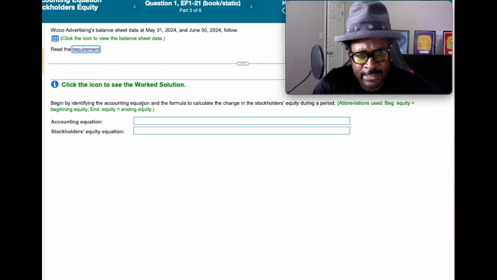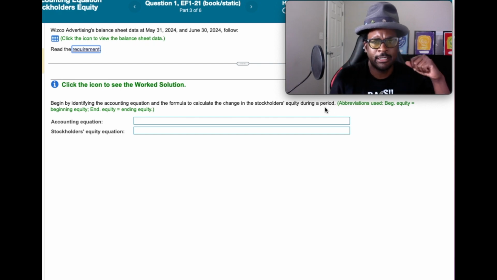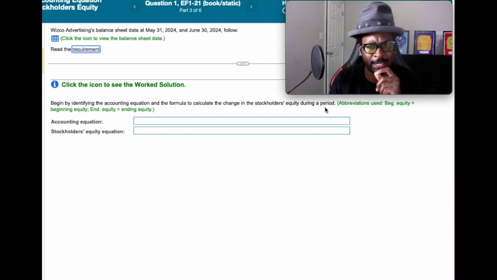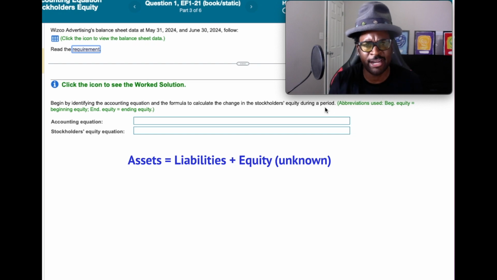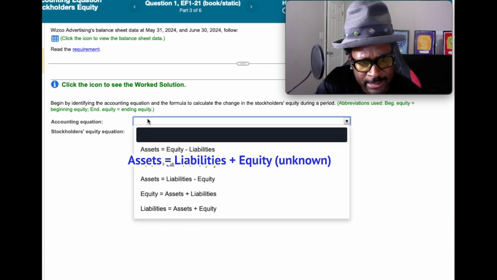Begin by identifying the accounting equation and the formula to calculate the change in stockholders' equity during the period. So, what do we have so far? We have some accounting data that gives us our assets and our liabilities, which means that we have to solve for stockholders' equity. We see that part already. And they want us to calculate net income. But first, they want us to use the accounting equation.